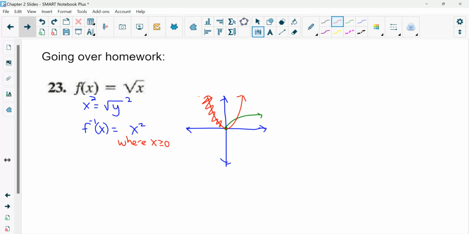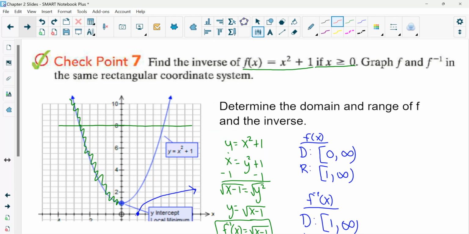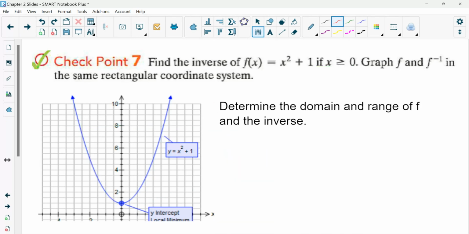Alright, so that takes us to where we're at right now, and this is kind of the newer part. In your notes you can write, we'll find the inverse of this function. And notice we have one of those statements back there now. It says f of x equals x squared plus 1, and we have that little statement at the end: x is greater than or equal to 0. Then we're also going to talk about the domain and range of these.